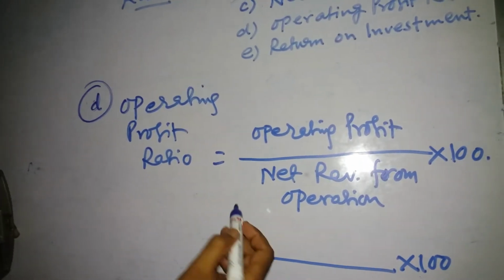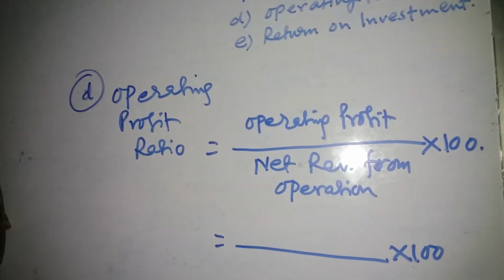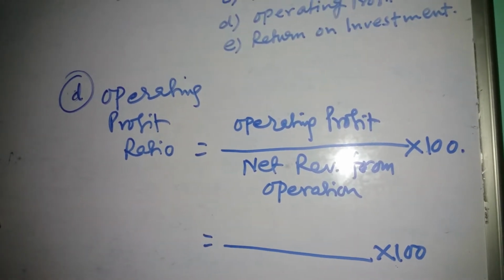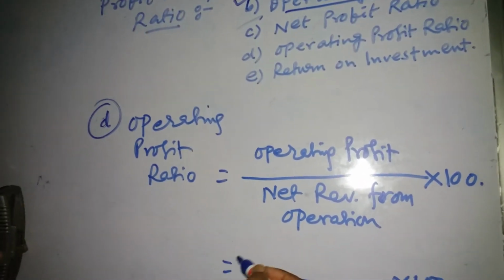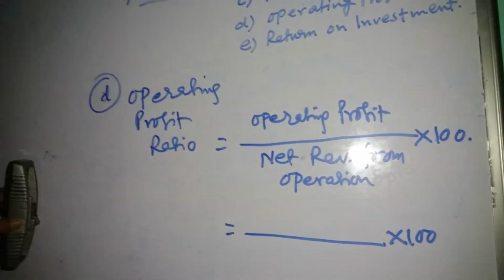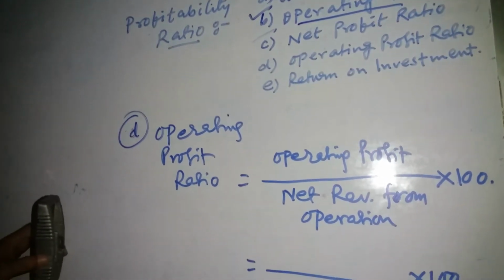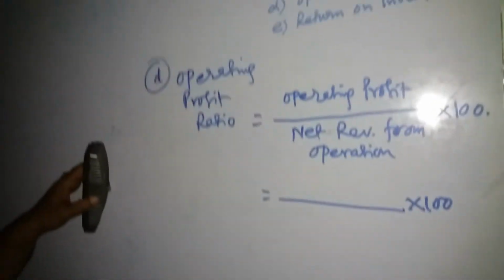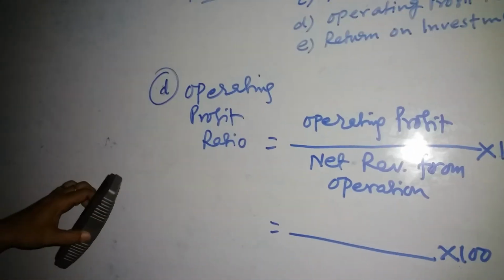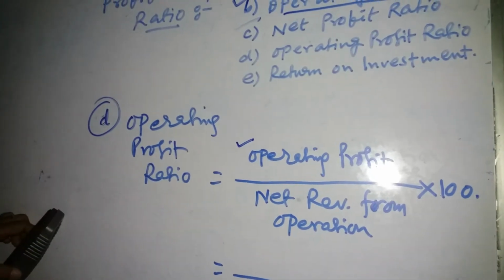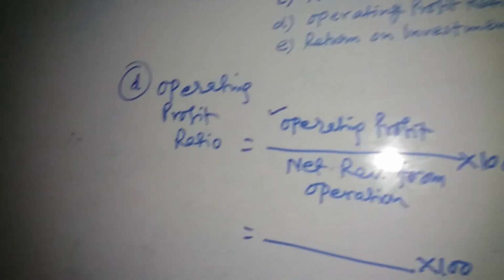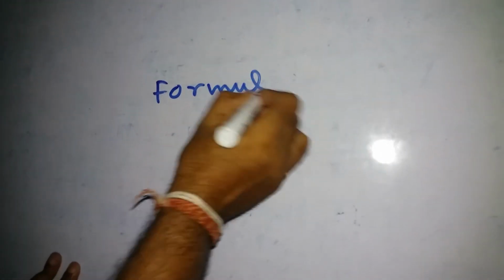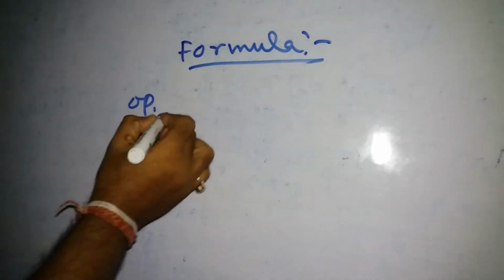I will not tell anything more about the net revenue from operation, because many times I have discussed this, and for many types of ratios it was needed, and I think you have followed the previous episodes and calculated the previous ratios and done the sums. So I think you know how to calculate the net revenue from operation. Now our new thing is coming, operating profit. Now look here, the formula of operating profit.